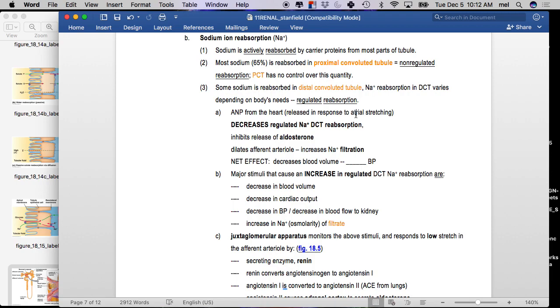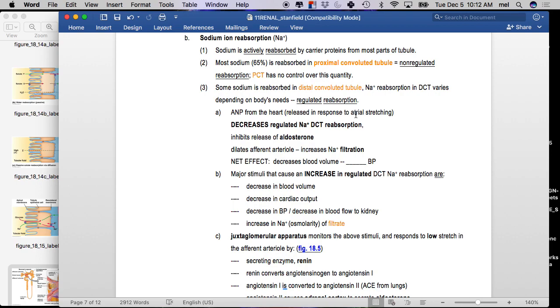Does that make sense? So it's sort of got a double whammy effect, right? It decreases reabsorption, increases filtration, right? Collectively, those will do what to your blood pressure? Decrease your blood pressure. Does that make sense? Okay, got it? All right, so the net effect is decreases blood volume and decreases blood pressure.